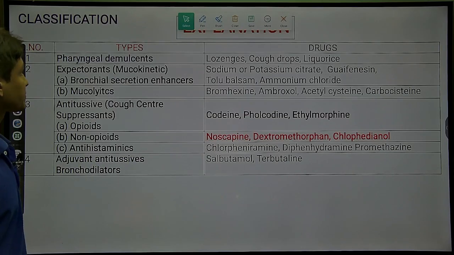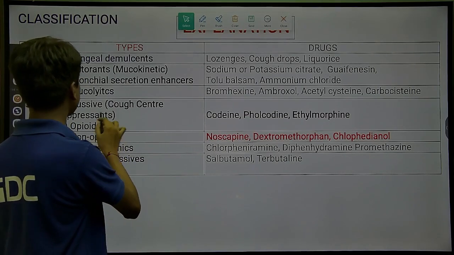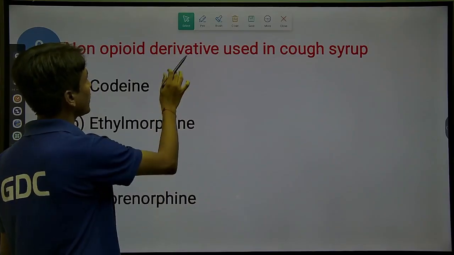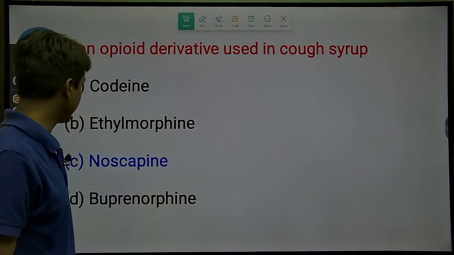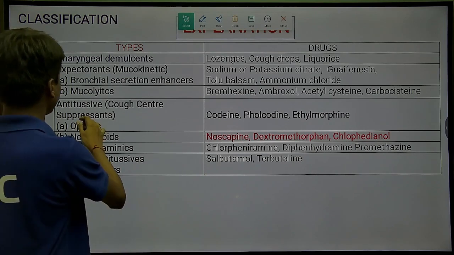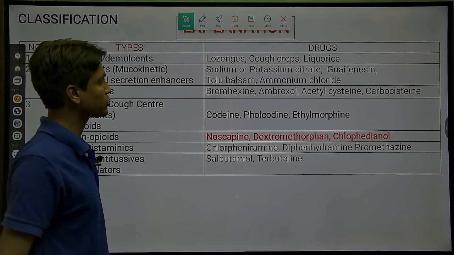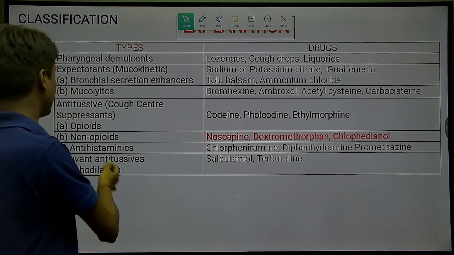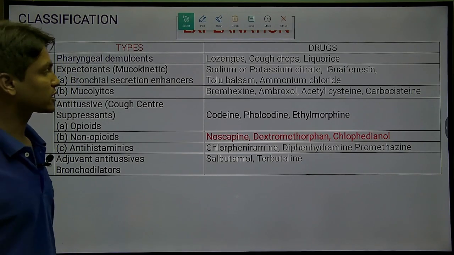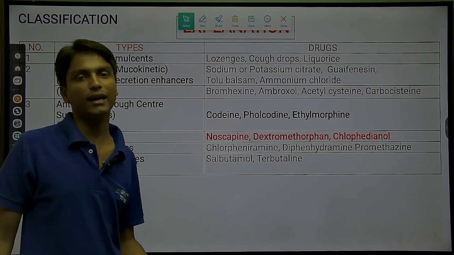Here, under the antitussives, the opiate derivatives are codeine, pholcodine, and ethylmorphine. But when it comes to the non-opiates, that is noscapine, and also dextromethorphan and clofedianol.